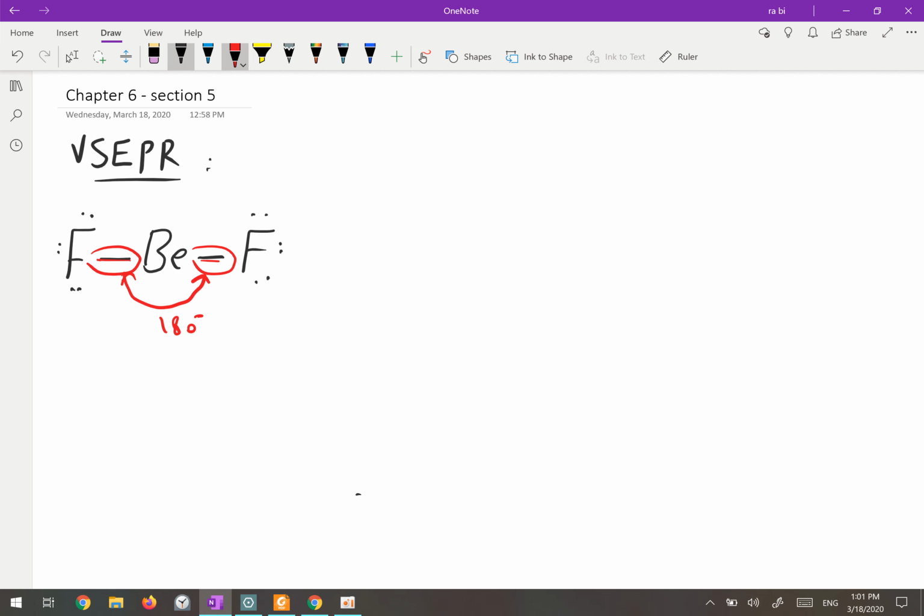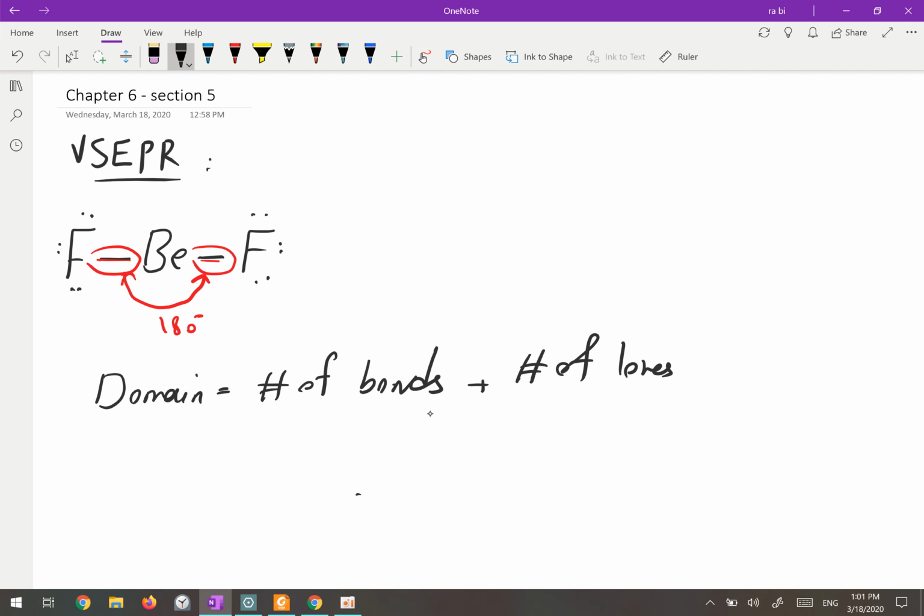So it's very important to know how many domains you have in the molecule. The domains include the number of bonds around the central atom plus the number of lone pairs which you have around the central atom.